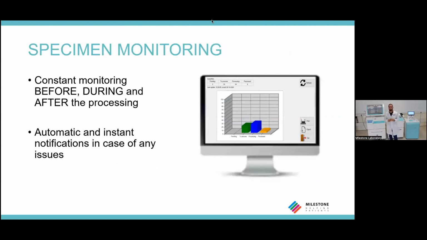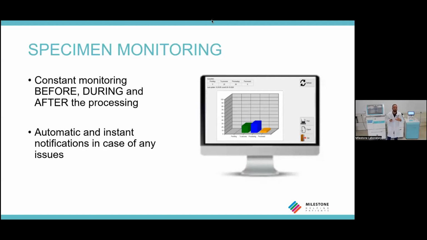Another big problem found in the lab is specimen tracking. How many times do some samples disappear? I know for sure too many. Milestone introduced a full tracking system that allows continuous monitoring of samples and the possibility to retrieve a single specimen before, during, and after the processing. In case of any trouble, the person on duty will be instantly notified of the issues.